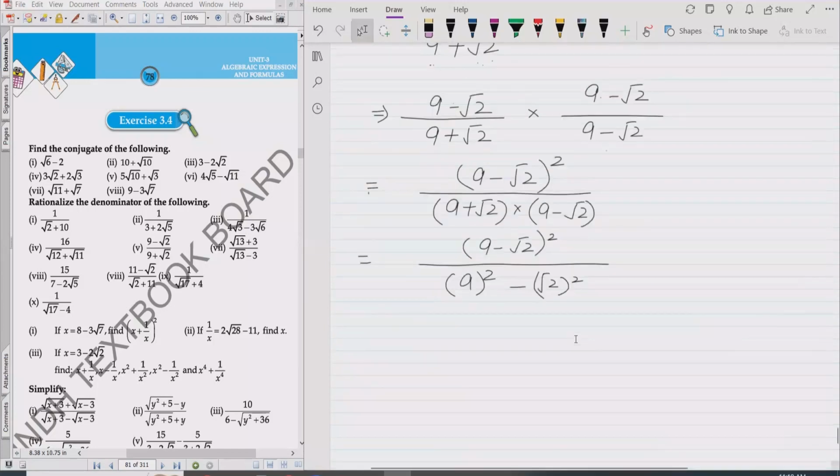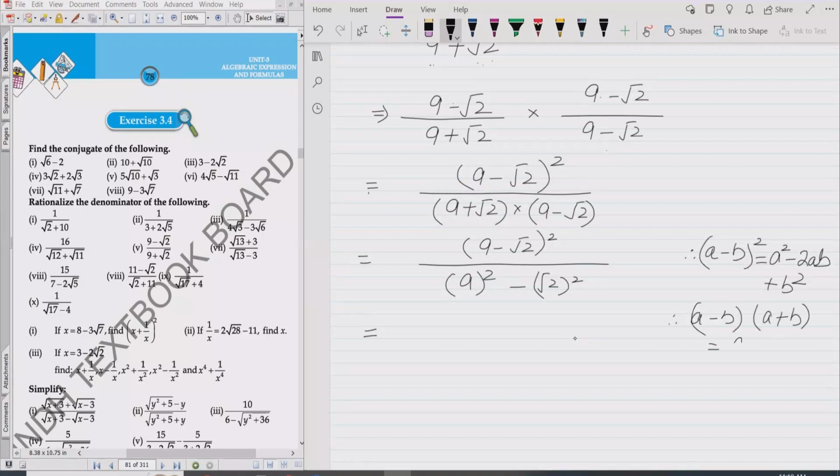Now we have this question. We will apply this formula in the numerator: a minus b whole square is equal to a square minus 2ab plus b square, right? And in the denominator, we apply a plus b times a minus b, which is equal to a square minus b square.